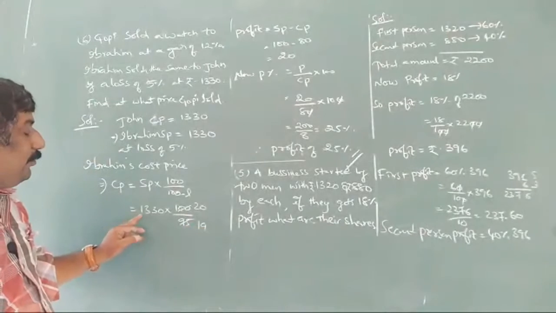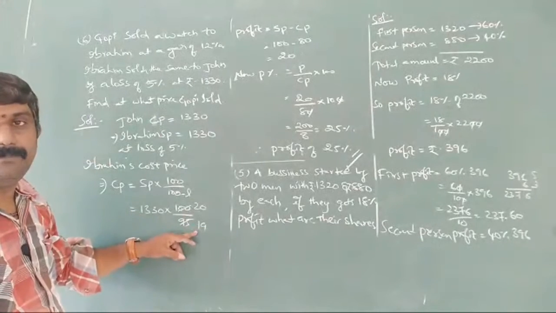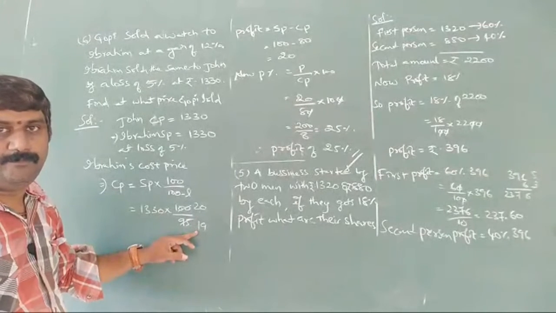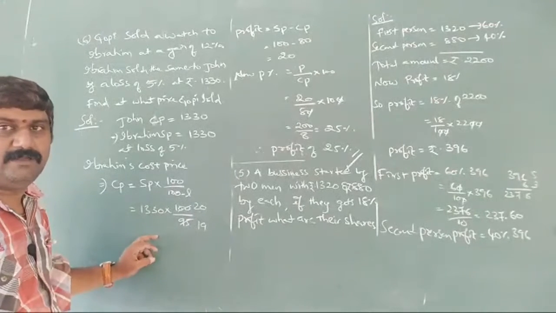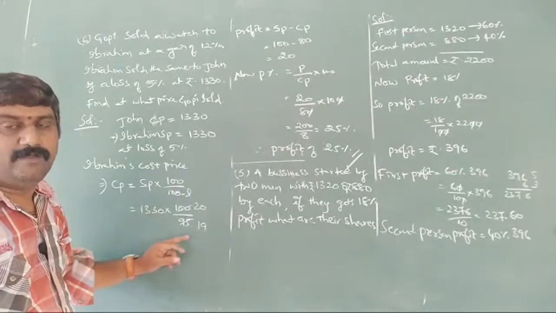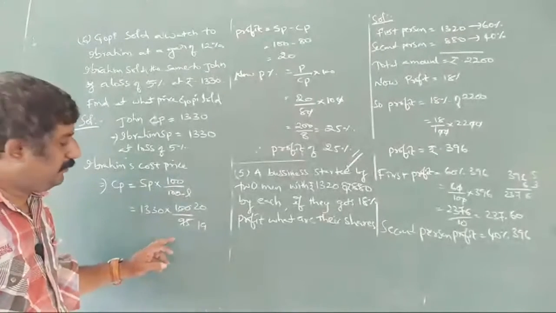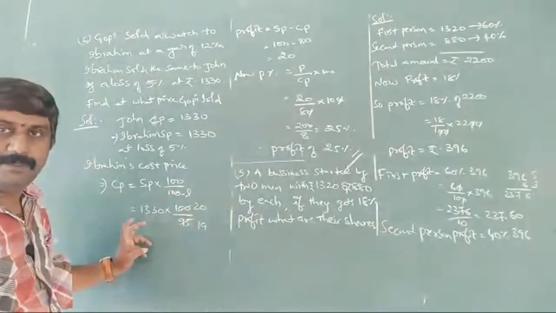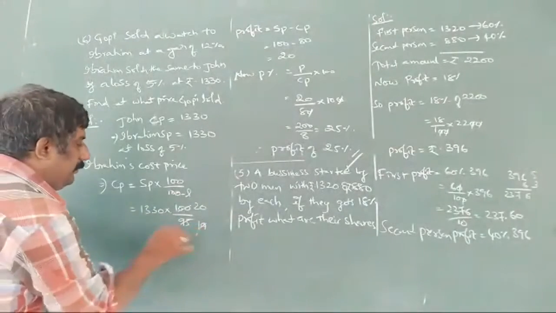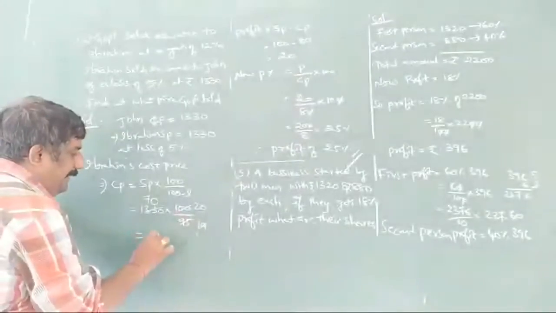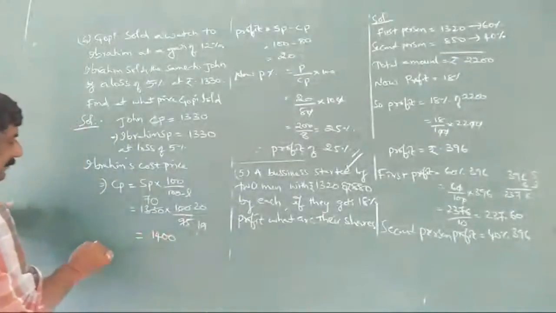Does 133 go in the 19 table or not? Check it. Lastly 3 we have here, 9 we have here. So when will we get 3 in the 9 table? 9 sevens are 63. So is it 19 sevens are 133? Yes, it is. So 7 and 0 we are writing. 7 2s are 14, so 1400. This is Ibrahim's CP.